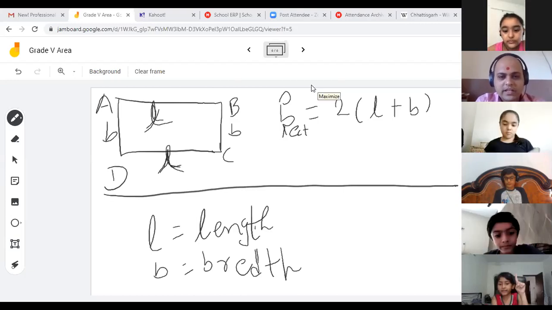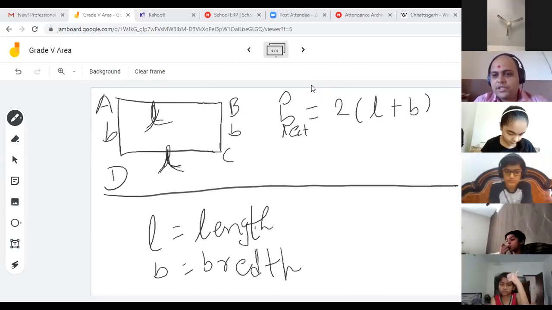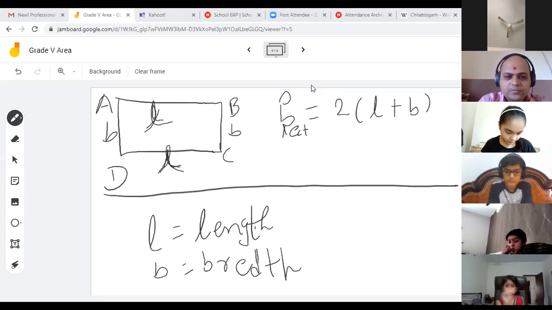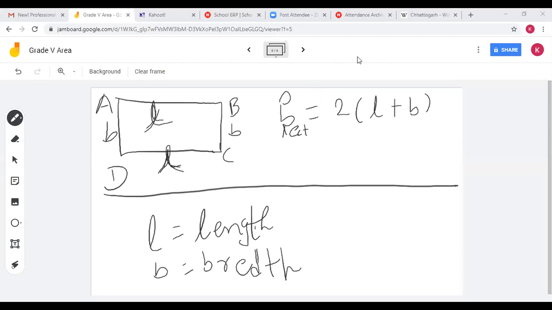Okay, Anya is saying yes, I can hear you. Okay, good, good, right. So L is for length, B is for breadth. Okay, yeah, right. Come on, everyone. So perimeter of a rectangle is 2 times length plus breadth. This is the formula for perimeter of a rectangle. Okay, and now we are going to go for perimeter of triangle, which is very easy.